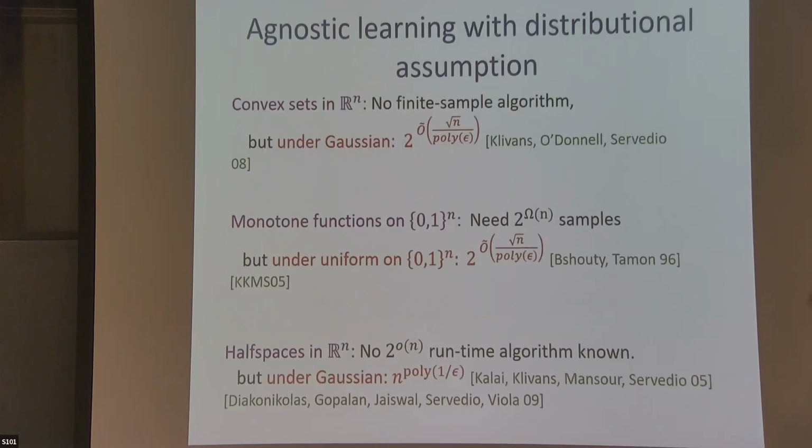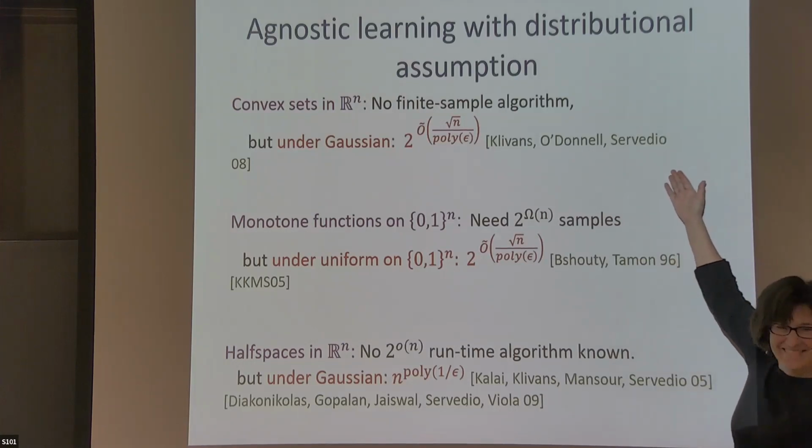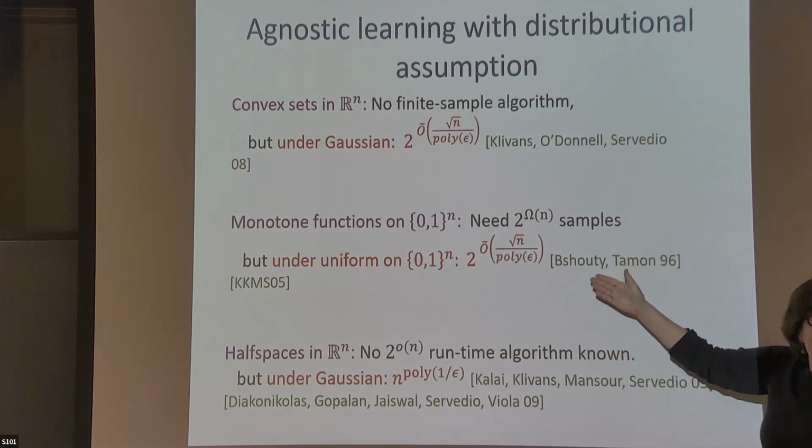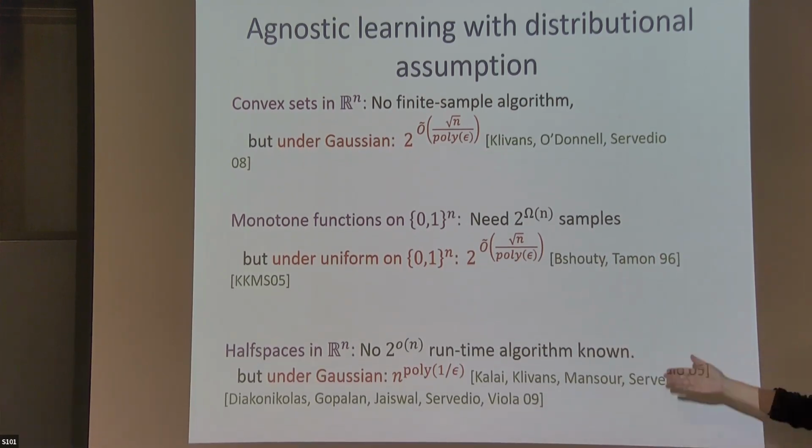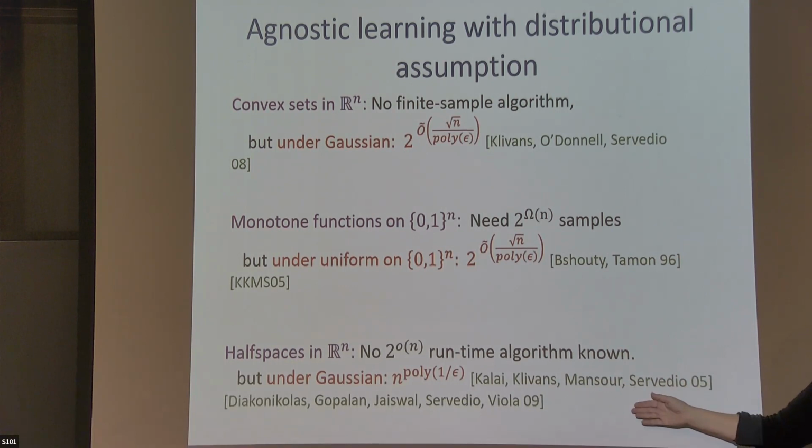Next slide, here, good. Under a distributional assumption, things that were impossible can become just painful. And things that were really painful can become less painful. And sometimes they can even become doable.